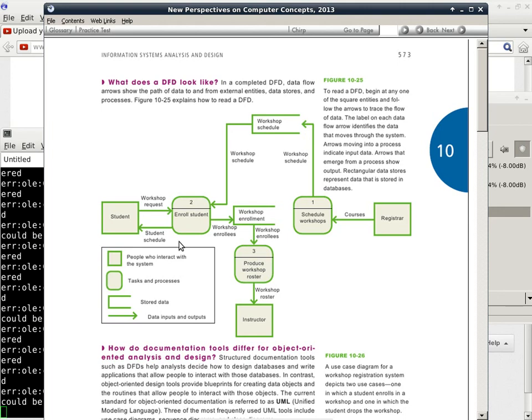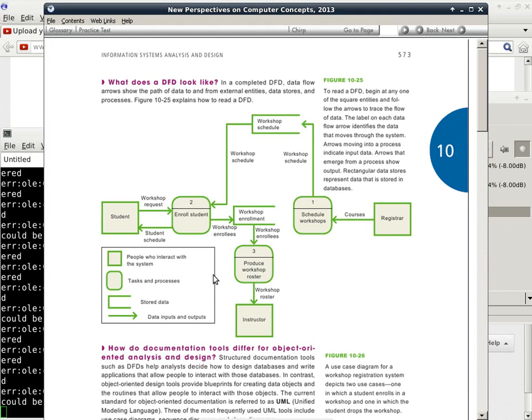So in this case, we have e-services. It's basically a data flow diagram of e-services. So we have students here. The student would generate a workshop request, and then the process is to enroll the student. This is the input, the workshop request. As the output, we have workshop enrollees. The workshop enrollees will be stored in a table in a database called workshop enrollment. And that table can be read by a produce workshop roster process, which is probably what the instructor needs from time to time. So that's how you read a data flow diagram.